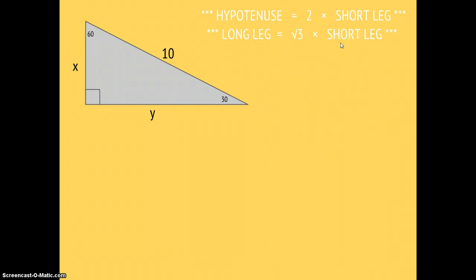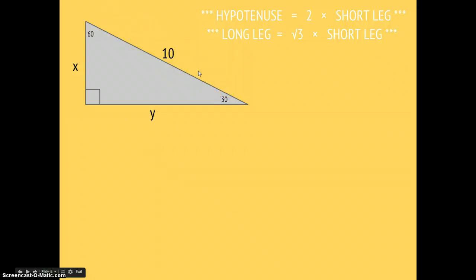Okay, which one's the short leg? Well, right here, X is the short leg. We know it's the short leg because it's across from the 30. Goldilocks. Smallest angle, smallest side. Hey, that's baby bear, yo. Okay, so X is the short leg. Long leg is Y. It's across from the 60. It's like a mama bear. And then the hypotenuse is 10 because it's across from the right angle.